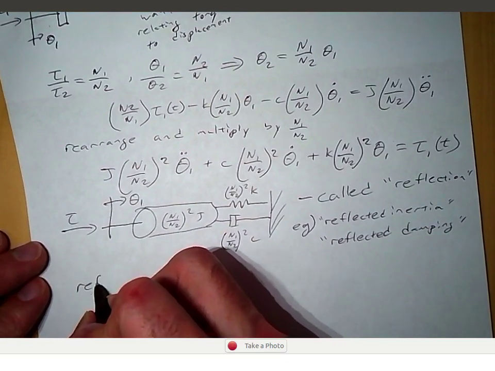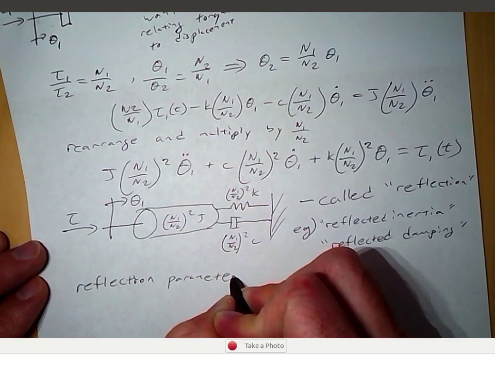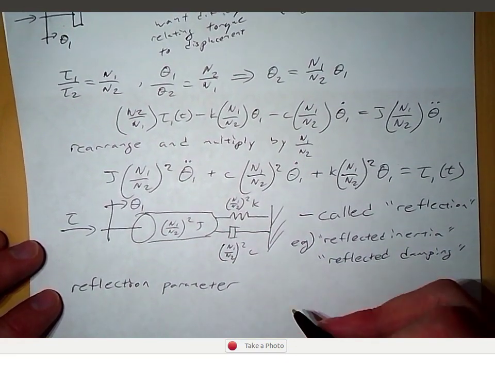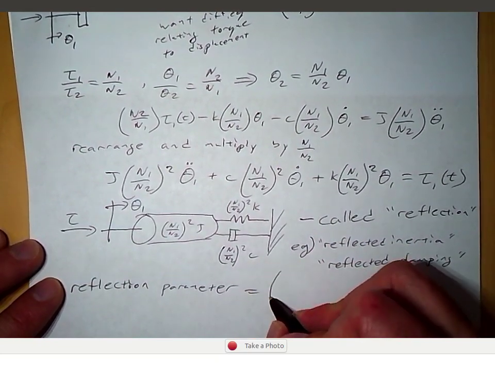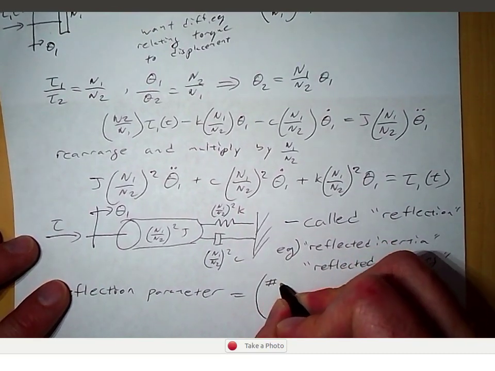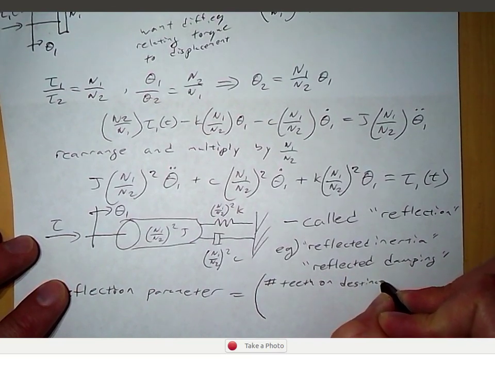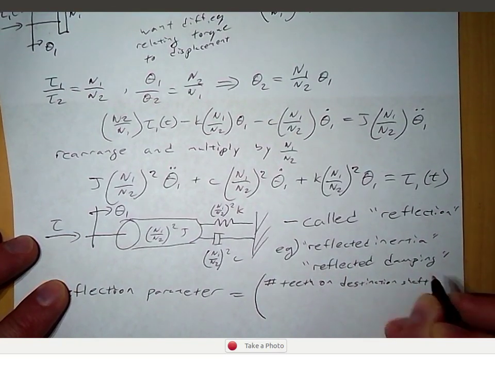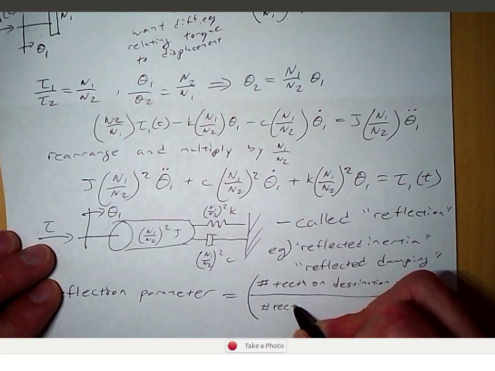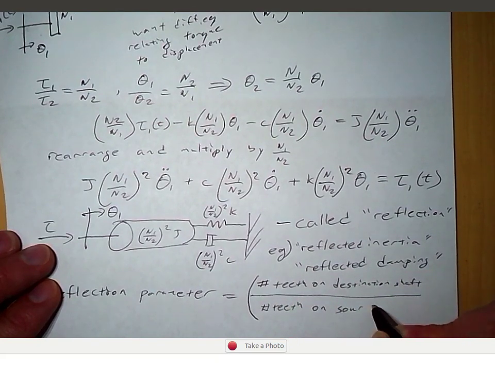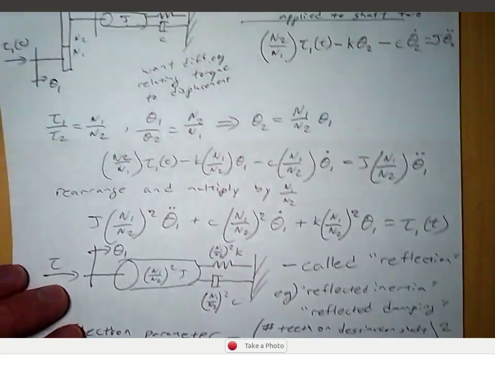And the reflection parameter that we see, in order to reflect an impedance from one side of a gear pair to another, is given by the number of teeth on the destination shaft, where you're moving your moment of inertia to, divided by the number of teeth on the source shaft. And this quotient is squared.